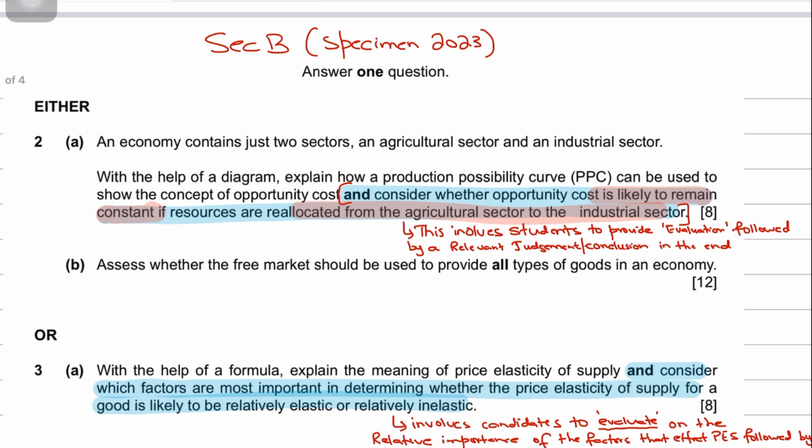Okay, and then the second narrative the question talks about is whether opportunity cost is likely to remain constant if resources are reallocated. So there is a possibility that opportunity cost could be constant. But when you're analyzing this narrative, that yes, opportunity cost could be constant, you need to make an assumption here that there could be perfect mobility of factors of production and perfect substitutability between the factors of production involved in the agriculture sector and the industrial sector with a linear downward sloping straight line. In that case, the opportunity cost could be constant. You can see my PPC constant opportunity cost videos in my AS micro playlist.